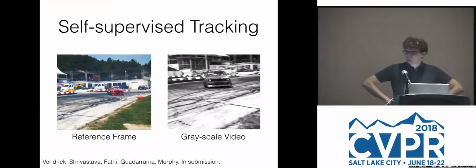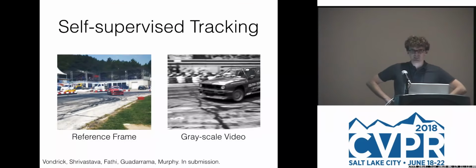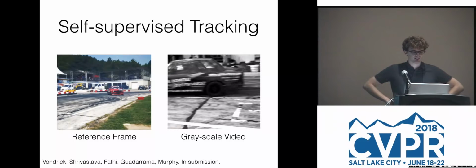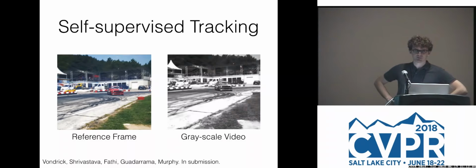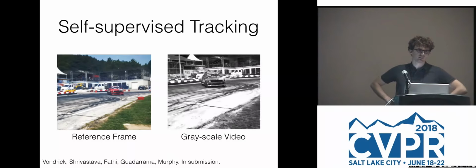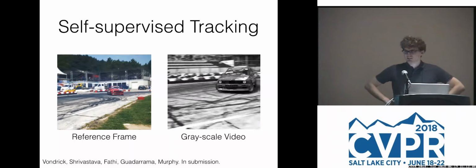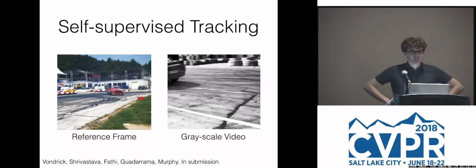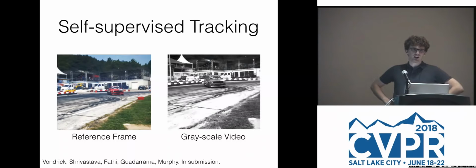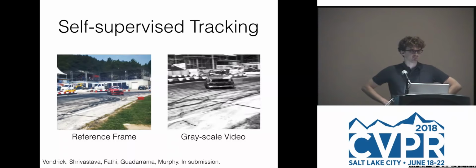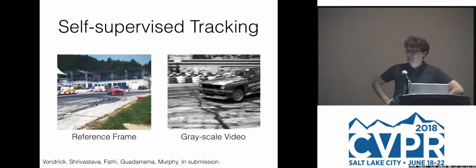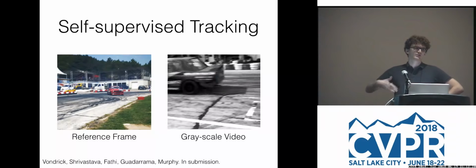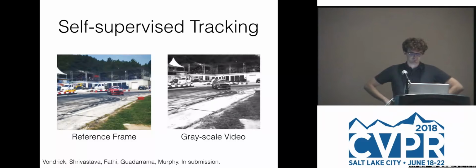And so what we've been trying to do is capitalize on this natural coherency of color in order to train models for self-supervised tracking from unlabeled video. And the main idea here is that we want to train models that can colorize grayscale video by copying colors from a reference frame. And what we're going to show is that this causes tracking to emerge automatically from this proxy task.